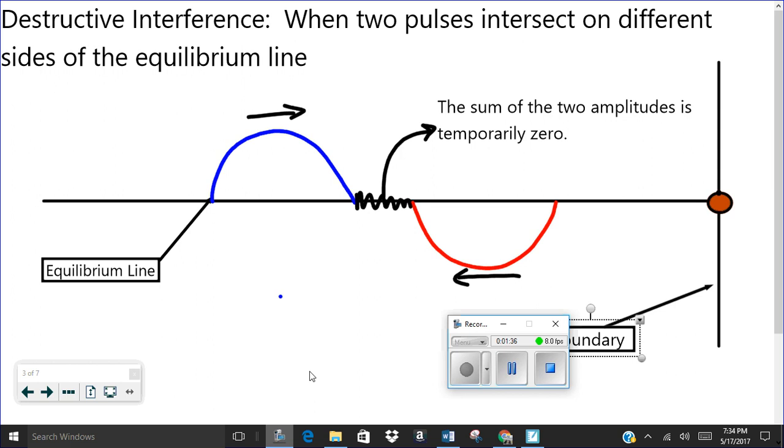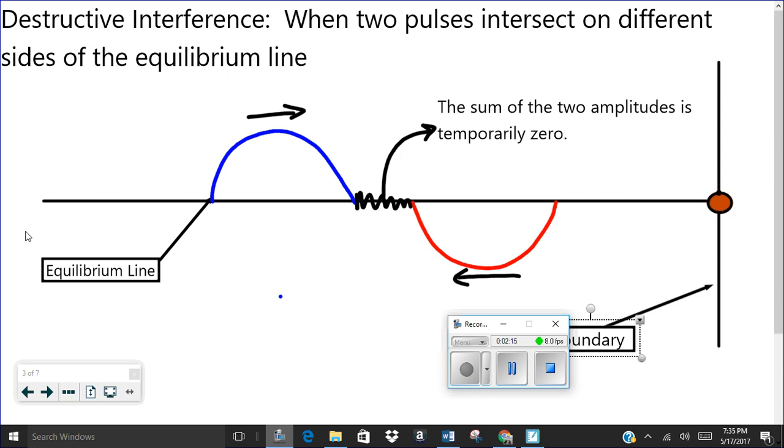Destructive interference is the exact opposite. Suppose you have 2 pulses, one on the top of the equilibrium line, one at the bottom of the equilibrium line. When those 2 waves intersect with each other or superposition, you still add up the sums of the amplitudes. However, if the waves have the same amplitude, those amplitudes will cancel each other out. And so momentarily, it will look like the wave has disappeared. However, over time, that wave will reappear after the 2 waves have passed each other.